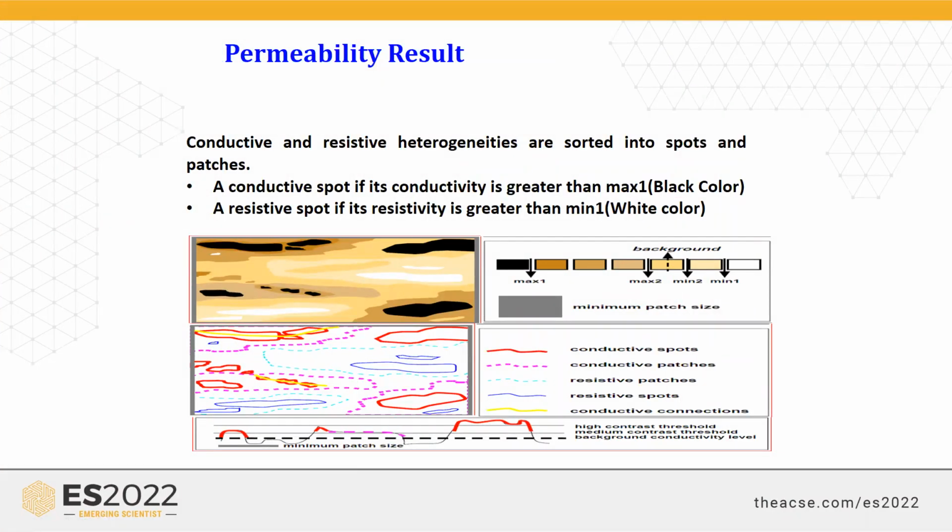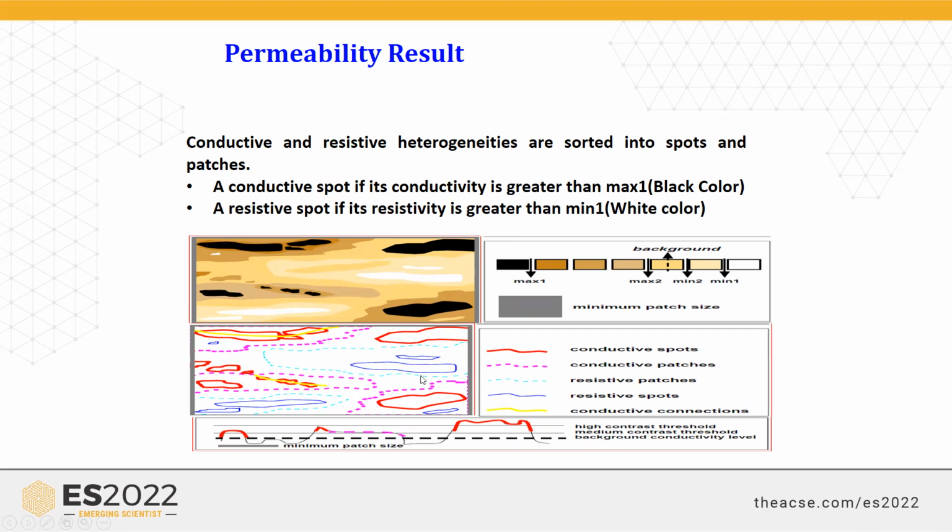So we use the bedding data and also fracture data as input just to find out reservoir heterogeneity. If you see here, you see the black color here and black color here. This is a conductive spot, where conductivity is greater than maximum 1. And here, the white color, you can see a resistive spot, where resistivity is greater than minimum 1.